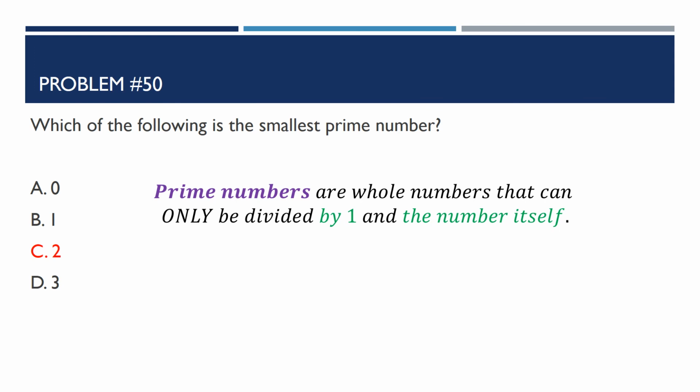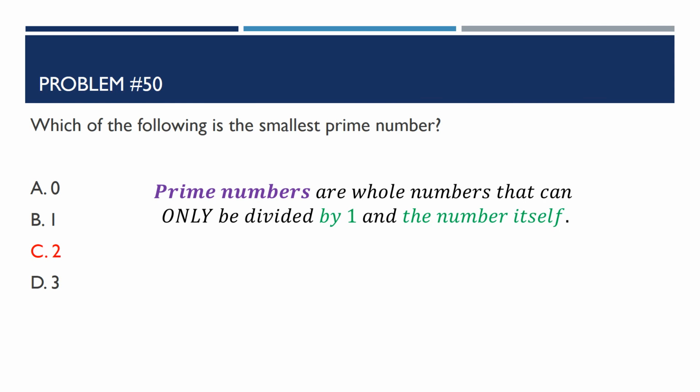So 0, it can be divided by 1, but it cannot be divided by itself. Also, 1 can be divided by 1, and it can be divided by itself, but itself is also 1. So that makes it not a prime number, because it is divided by 1 and by itself, which is also 1. It must be a different number.